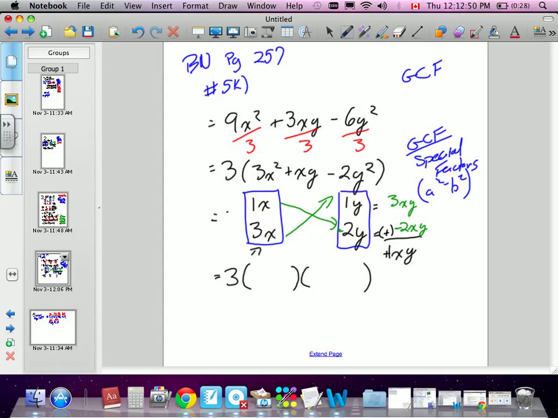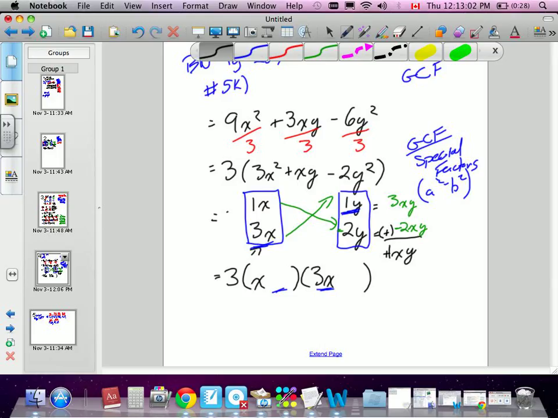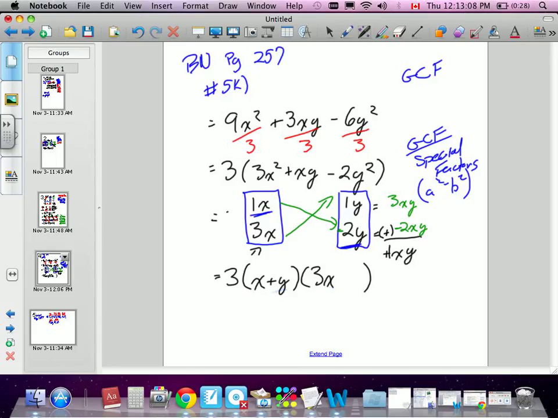Our first terms we know are going to be 1x, or just x, and 3x. And when we go to put in the second terms, I multiplied 3x times 1y. So 3x and positive 1y, or positive y, have to go in opposite brackets. And because I multiplied x times negative 2y, x and negative 2y have to go in opposite brackets. So negative 2y goes in this bracket. So our final answer is 3 times bracket x plus y times bracket 3x minus 2y.